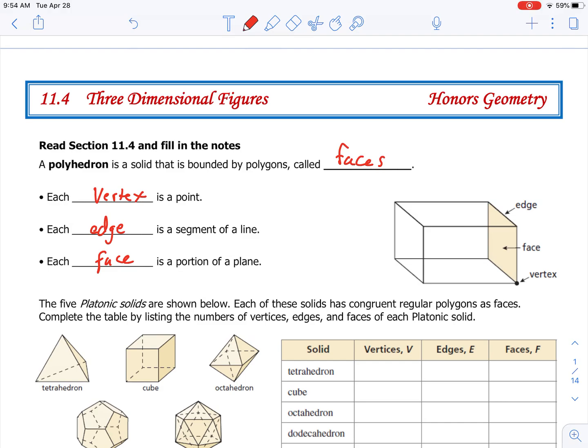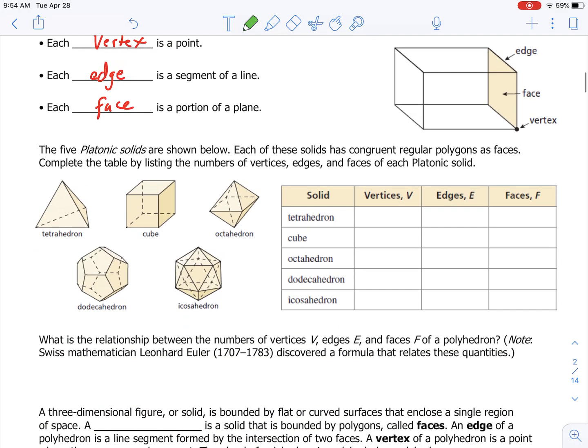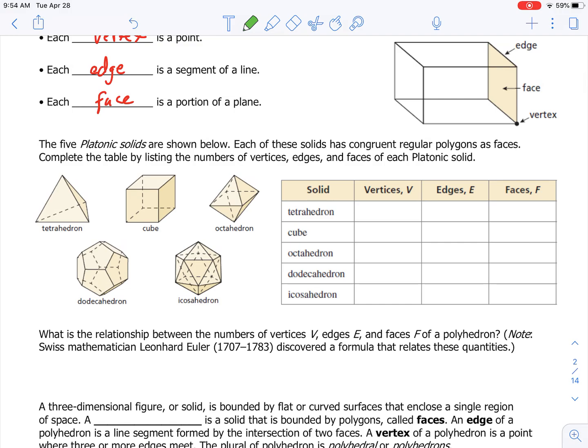There are actually five solids that are really commonly talked about when you start talking about volume and three-dimensional figures in general, and those are called the Platonic solids. Platonic solids are significant in that they have congruent regular polygon faces. In other words, a cube has 6 congruent square faces. A tetrahedron has 4 congruent triangular faces. An octahedron has 8 congruent triangular faces. A dodecahedron has 12 congruent pentagon faces. And an icosahedron has 20 congruent triangular faces.